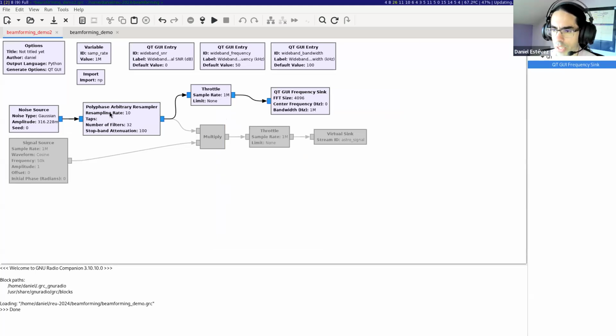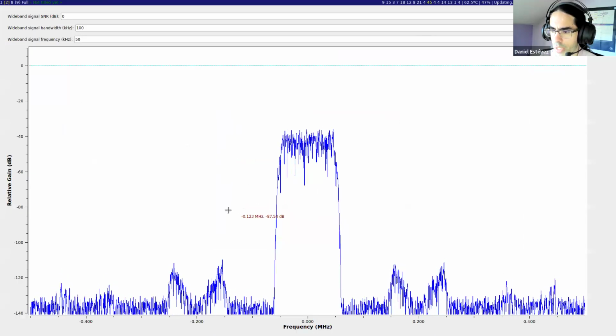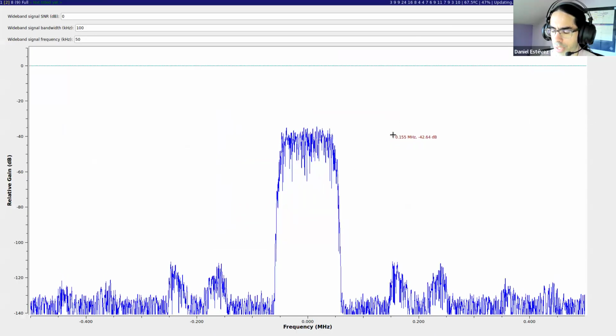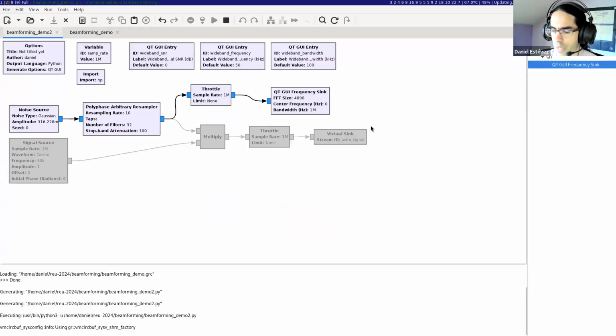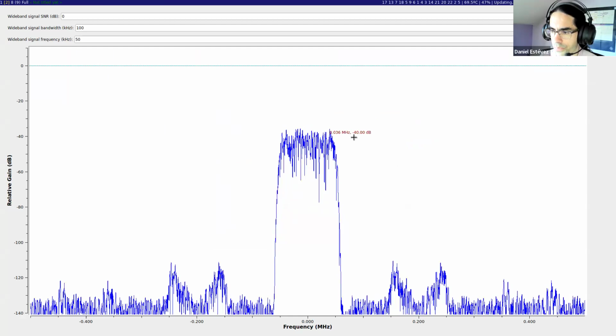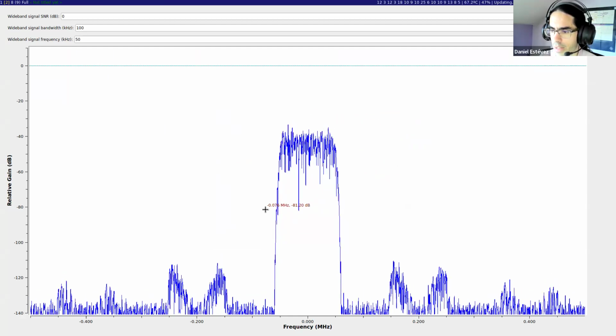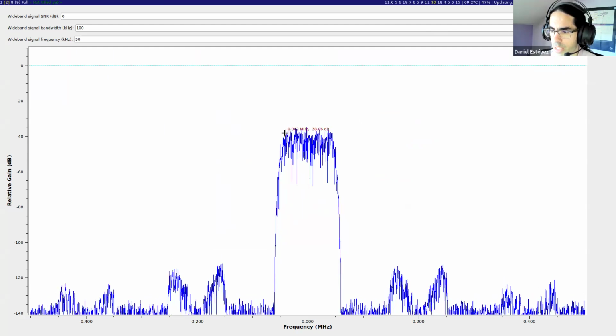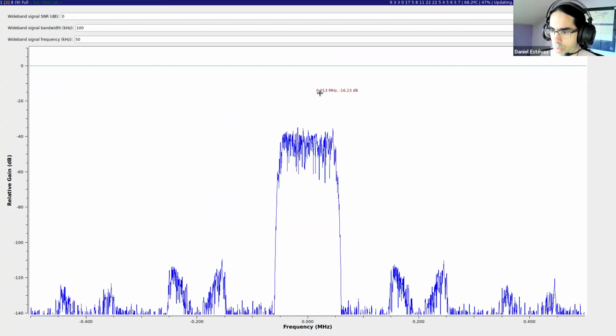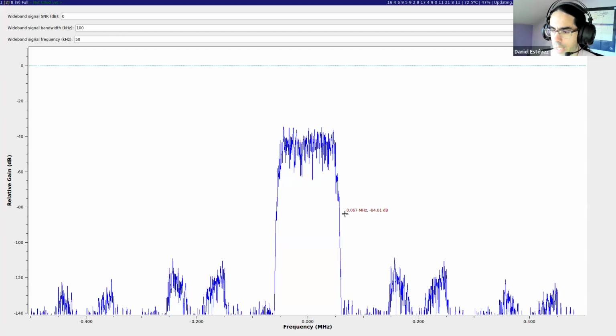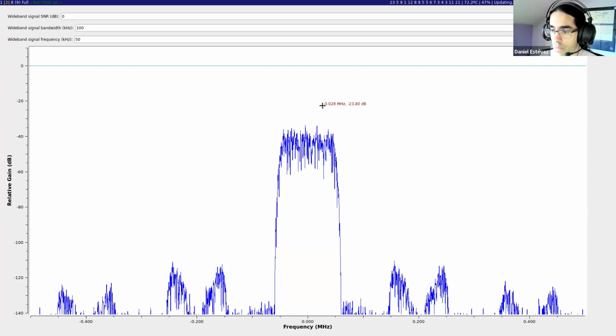So this way of generating a wideband signal we already saw in one of the previous tutorials. What we are doing is generating Gaussian noise, and then by using this polyphase arbitrary resampler, we resample the noise, and hence we set the bandwidth of the noise. So this is going to play the role of the astronomical signal. The reason I'm using a band-limited signal, which means that it only occupies this part of the spectrum, is to make things easier to see.